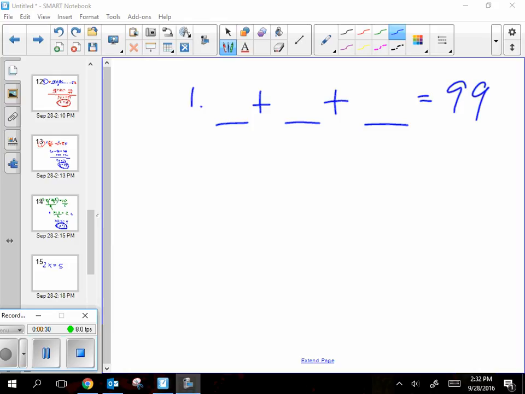If you're Kevin and you want to use a variable of a for some reason, you could have an a, and then a plus 1, and then a plus 2. But we chose n, and then the next one is going to be, what's the next one consecutively? One bigger than n. N plus 1. And then what's the one that's one bigger than that? N plus 2. And that is your equation. N plus n plus 1 plus n plus 2 equals 99.